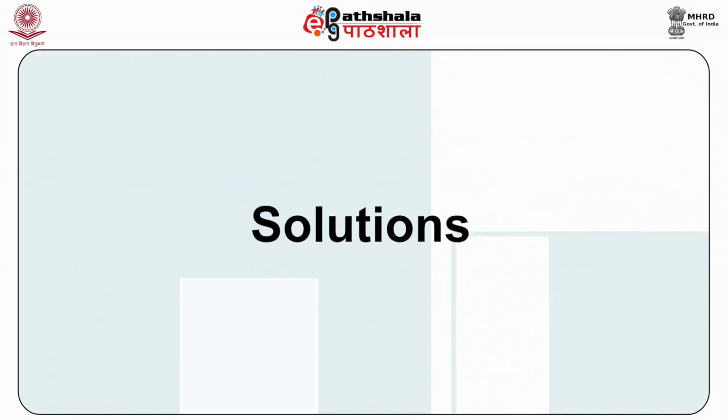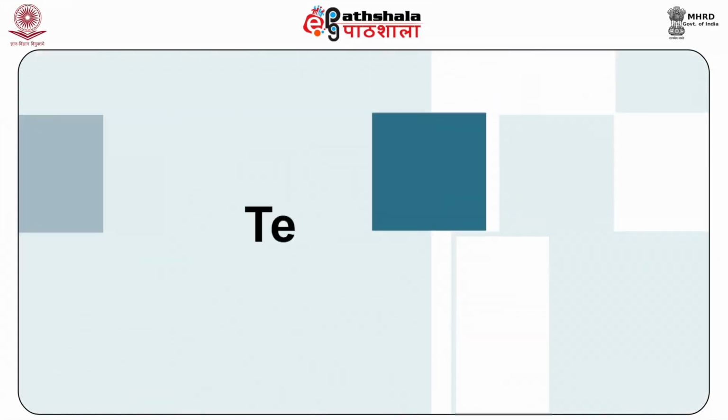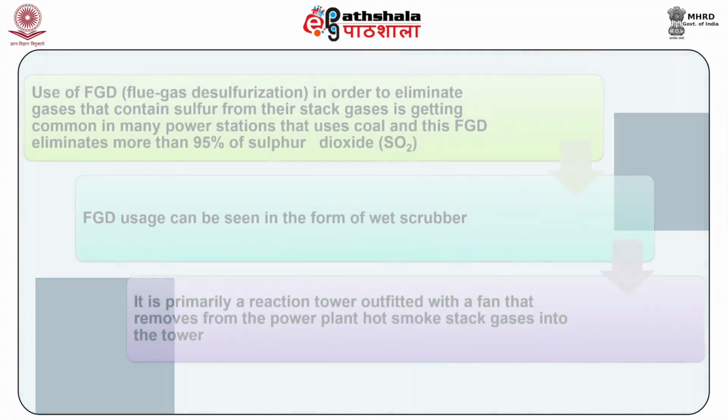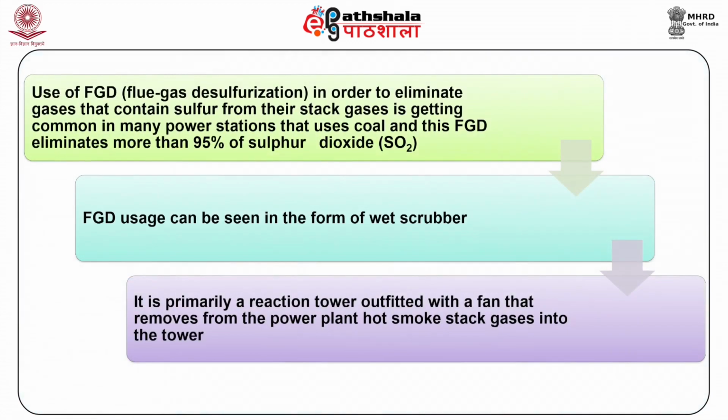Now let us discuss the solutions. First is technical. The use of FGD, that is flue gas desulfurization, in order to eliminate gases that contain sulfur from stack gases is getting common in many power stations that use coal, and this FGD eliminates more than 95% of sulfur dioxide, that is SO2.